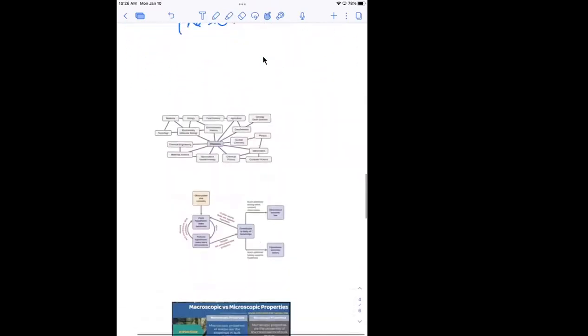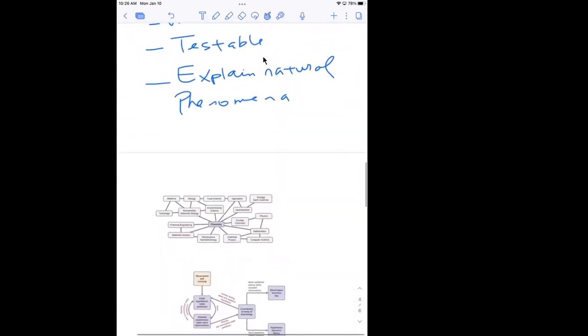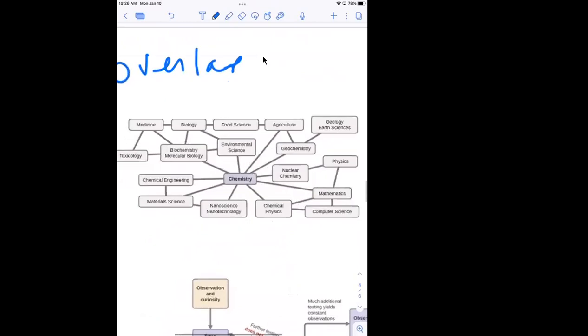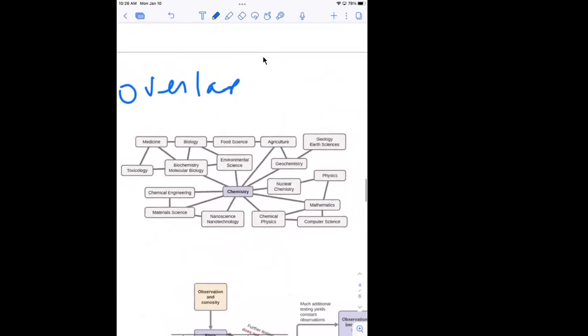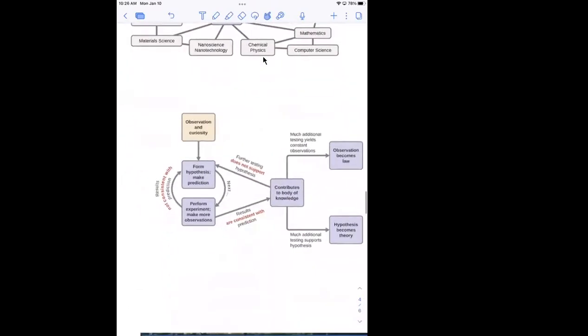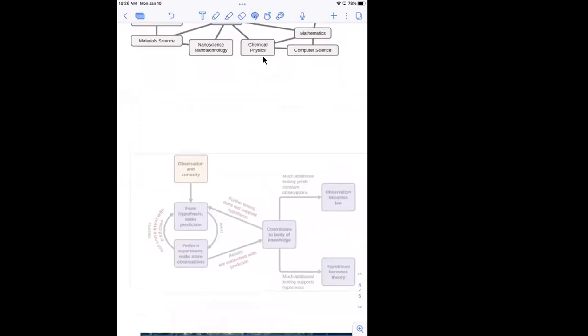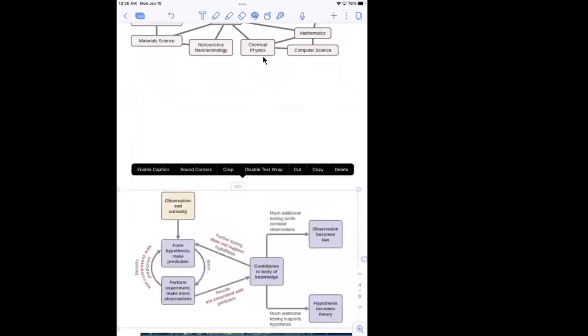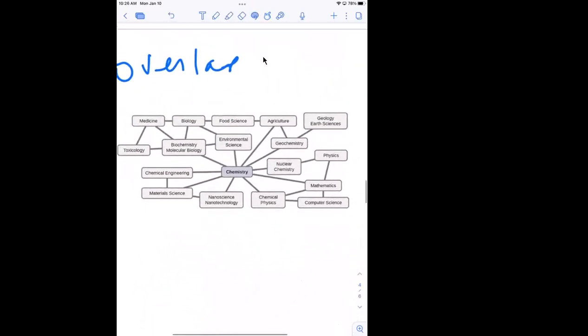I want to pull up two diagrams because I want to show you, first of all, how chemistry is everywhere, which is right here. Can you see that? A lot of times you hear chemistry referred to as the central science. Let me move this down. Right, you hear chemistry referred to as the central science.